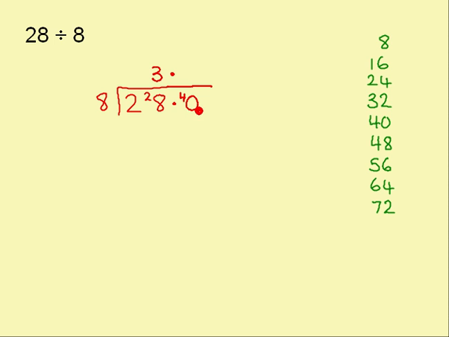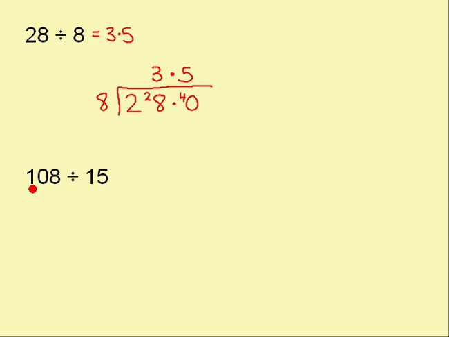Does 8 go into 40? Yes, it does. It goes exactly 5 times. So I can put my 5 here, and you can see that we've got the answer 3.5. So we've done a really difficult division with a remainder, but we've made it look the same as the ones we've been doing so that we can get a decimal answer.